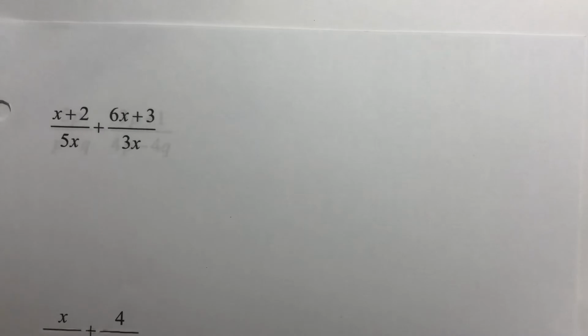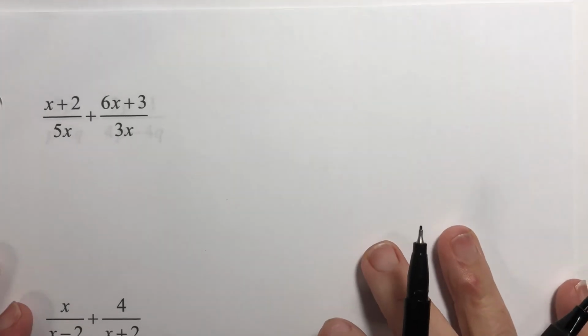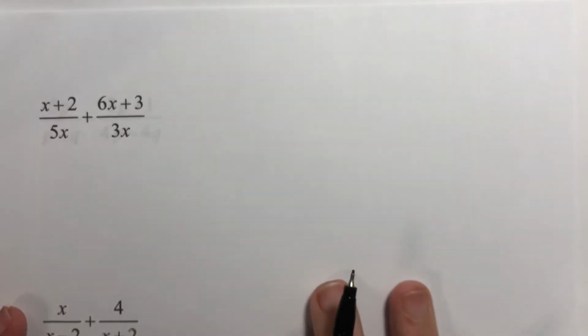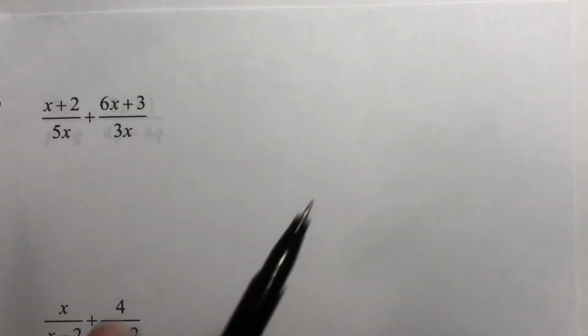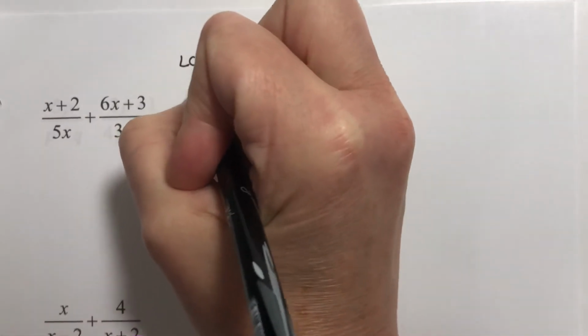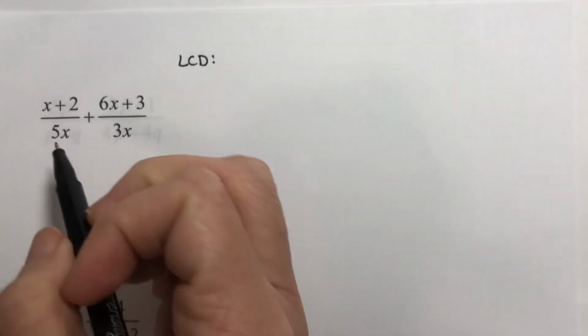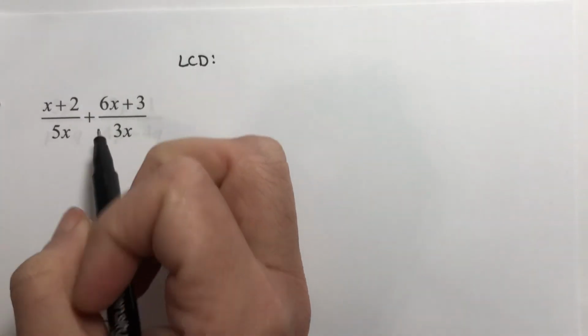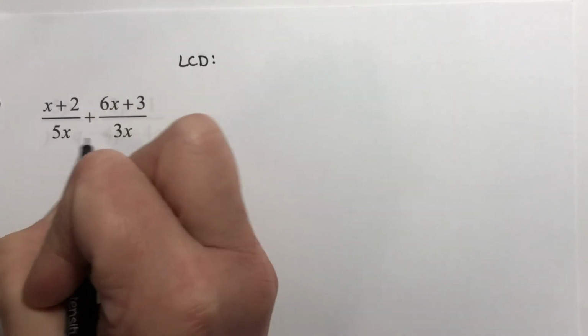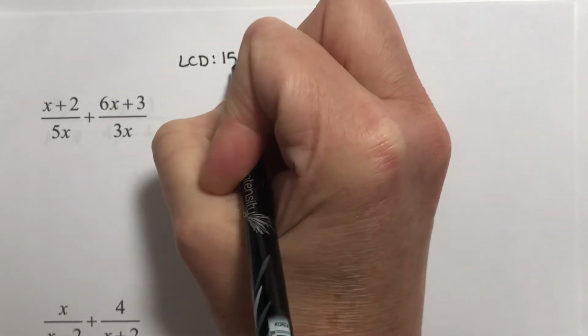Okay. So let's try this one. This time we have an x in the denominator. We just have to make sure that it's taken care of in our LCD. We have to find that first. I have 5 and 3 again. We dealt with that one 2 problems ago. My LCD for that part, the 5 and the 3, was a 15.